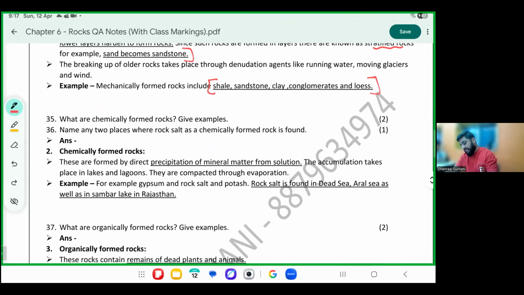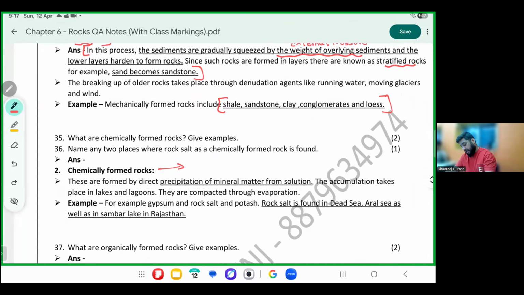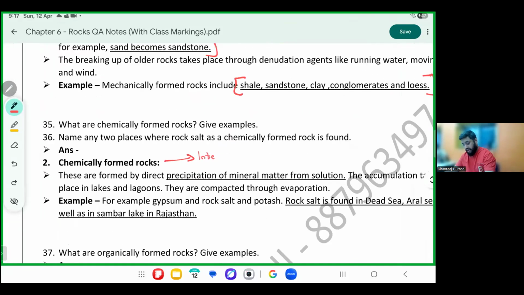Chemically formed rocks. Chemical, what was chemical? Chemical means, if mechanical was external, chemical means internal change. Some change will occur from internal. Please look on the screen, don't talk.